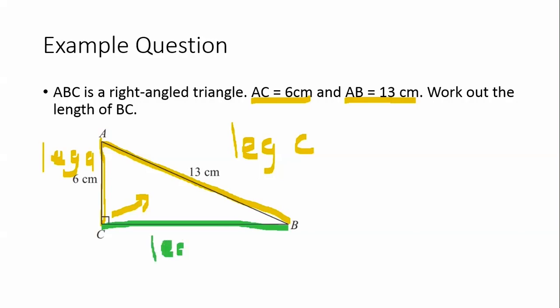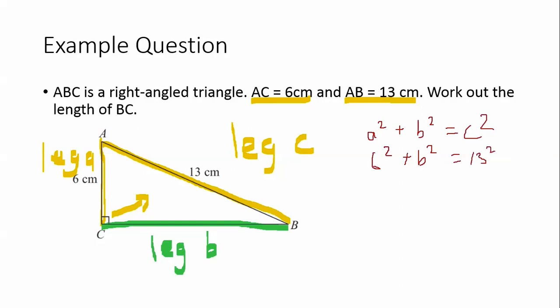Now as you remember from the previous slide, we have discussed that leg B is the side we have to find. Moving on to the formula for finding this, which is a squared plus b squared is equal to c squared. A over here is 6 centimeters, so we're going to do 6 squared, and since b is not given, we're going to put b squared as it is, and c squared over here is 13 squared.